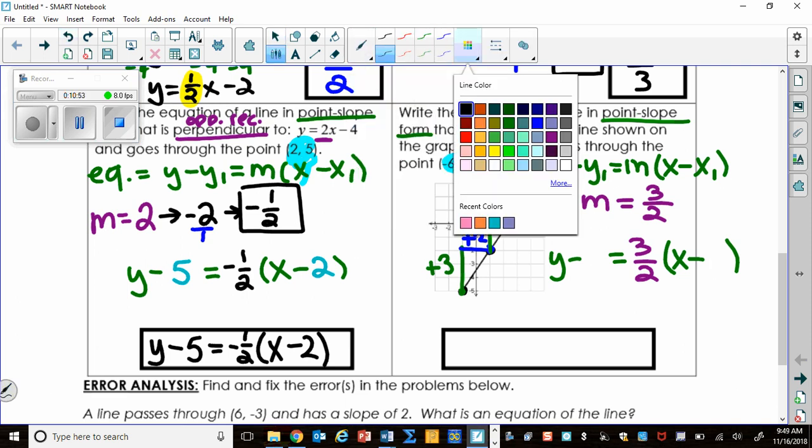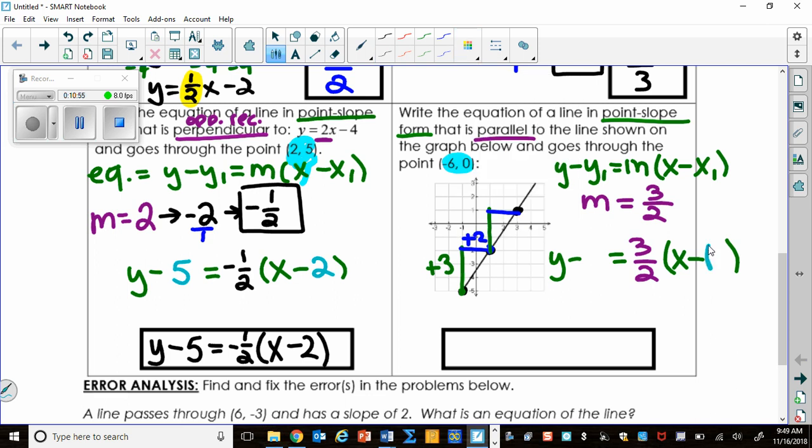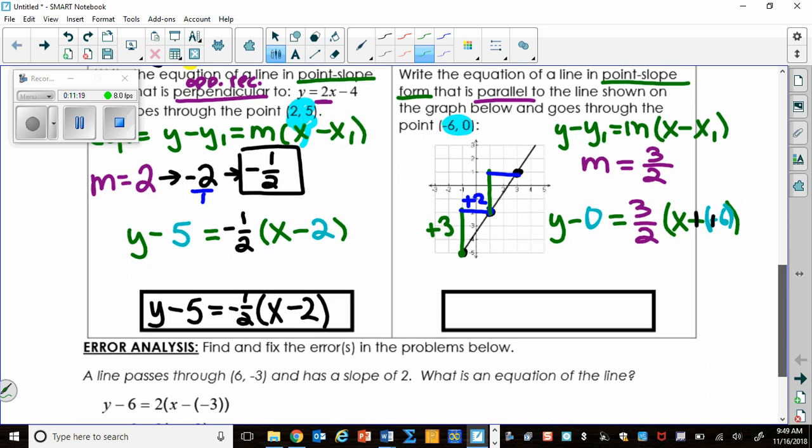Let me use a senior pen here. So -6. Okay. And then my y value is 0. But I have to do some extra stuff here because I can't have double negatives. X minus -6 is the same thing as if you were to add. And y minus 0, we can actually simplify that to just having y on the left side. So here we go. Y equals 3/2 x plus 6 is my final answer. Okay? Write this down and leave space for that.